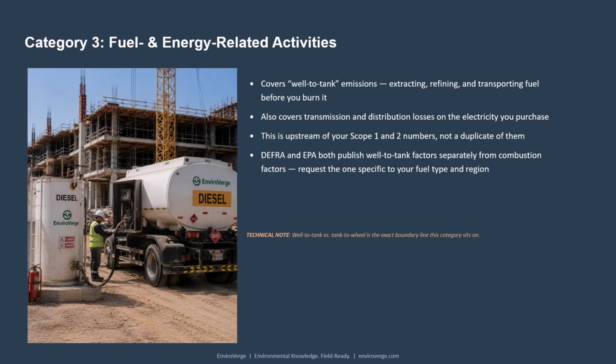Depreciation schedule, not purchase date, decides which years the emissions land in. Category 3 covers what's called well-to-tank emissions, extracting, refining, and transporting fuel before you ever burn it. It also covers transmission losses on the electricity you buy. This sits upstream of your Scope 1 and 2 numbers. It's not double counting them. DEFRA and EPA both publish well-to-tank factors separately from combustion factors. Request the one for your specific fuel and region.